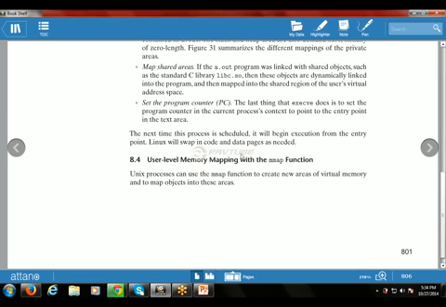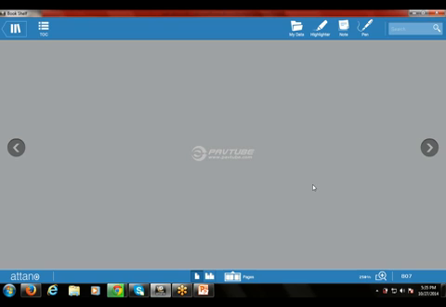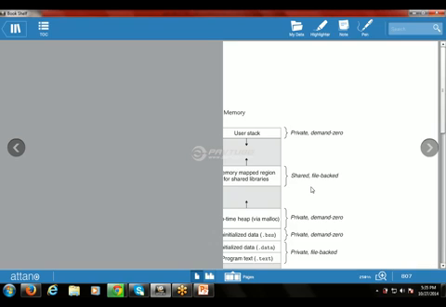Next, user level memory mapping with the mmap function. That is how the mmap function is used for user level memory mapping. A Unix process can use the mmap function to create new areas of virtual memory and map objects into these areas. So the mmap function is used for memory mapping, creating new areas as well as mapping the object into those areas.